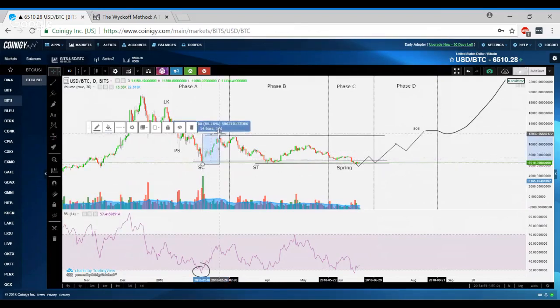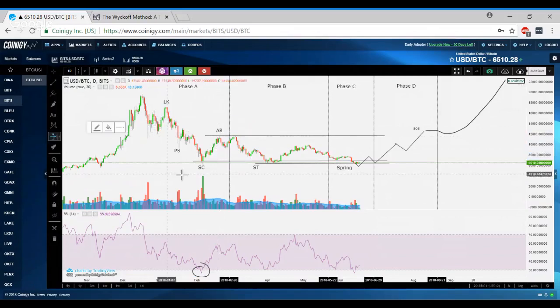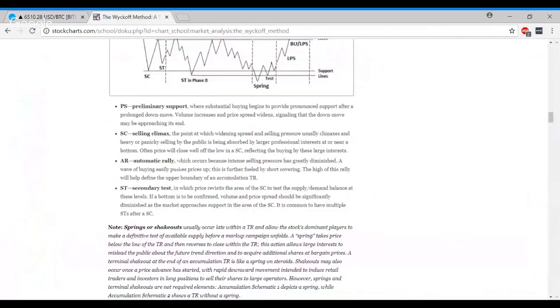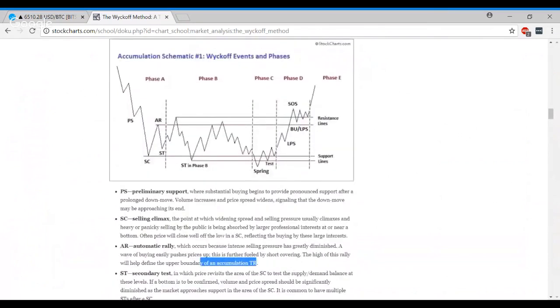Basically, it recovered about 95% in the time span of 2 weeks. In short, automatic rally occurs because intense selling pressure has greatly diminished. A wave of buying easily pushes the price up. This is further fueled by short covering. The high of this rally will help define the upper boundary of an accumulation TR, and we will come into that later.